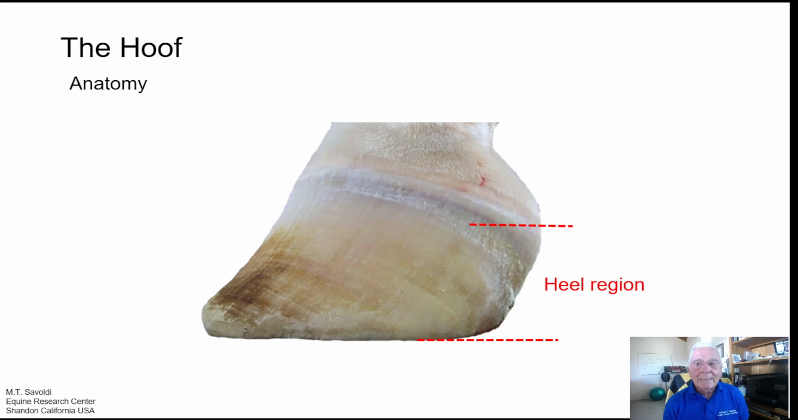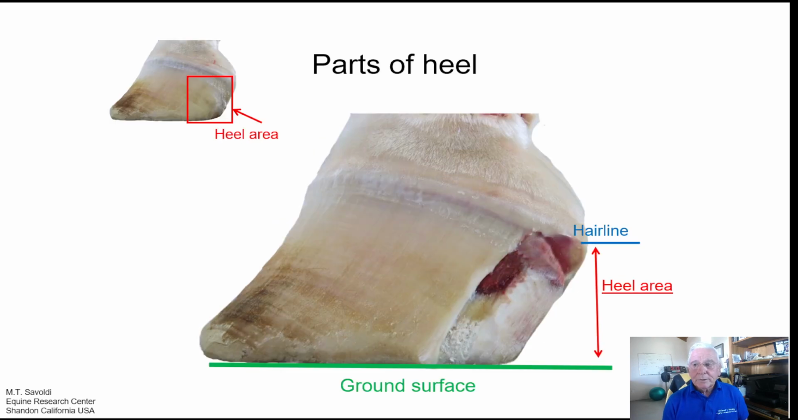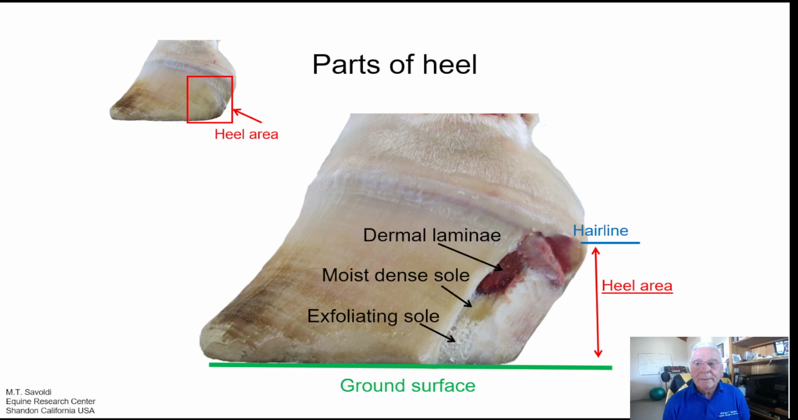The hoof anatomy. Here's our heel region. We've removed the wall in the heel area to identify different parts. We have our exfoliating sole. Excuse me. We have our moist, dense sole. We also have our dermal lamina. We see the coronary cushion, or the coronary band, and the ungual cartilage. All of that material is beneath the hairline of this foot, and that will vary. It has a lot to do also with the angle of the heel.